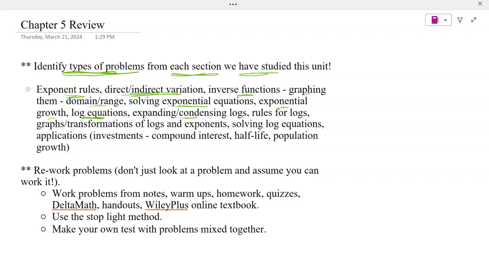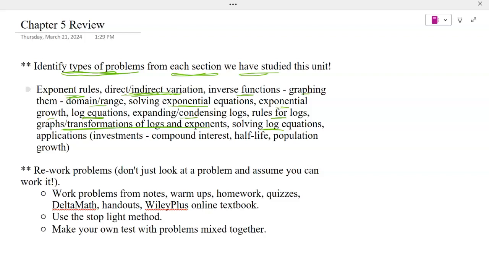We also expanded and condensed logs. There were several rules for logs that we learned that we incorporated as we continued to build on that. We also did graphs and transformations of both logs and exponents. I think I have solving log equations twice, but we did that.